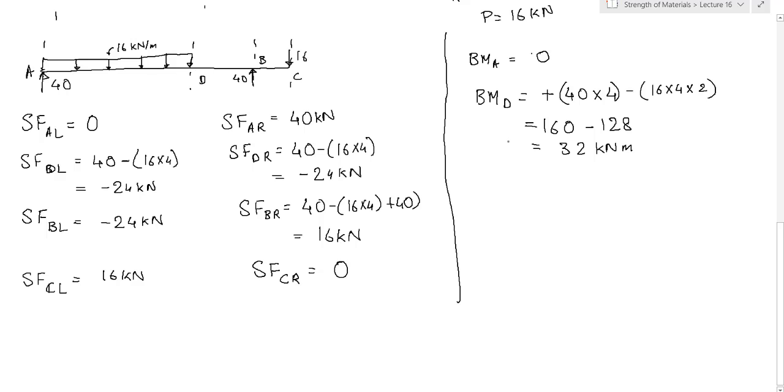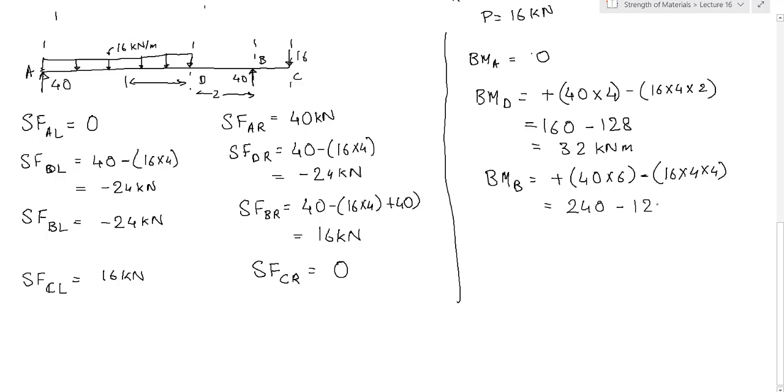Similarly, we can find out bending moment at B. How can we find out bending moment at B? It will be again the similar logic, right? So plus 40 into 6 minus 16 into 4. See, this much will be 2 meter plus 2 meter, so that will be 4 meter. So 16 into 4 into 4, which will be what? 240 minus 64 to the 120.